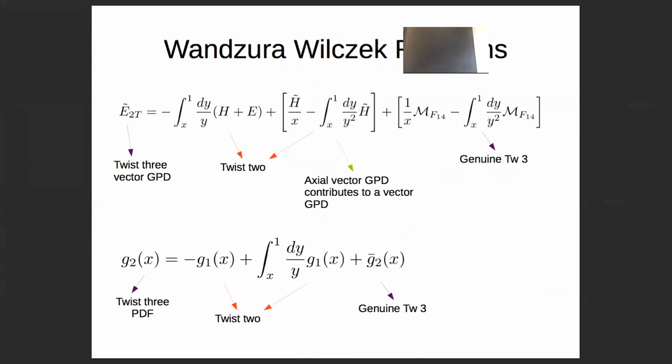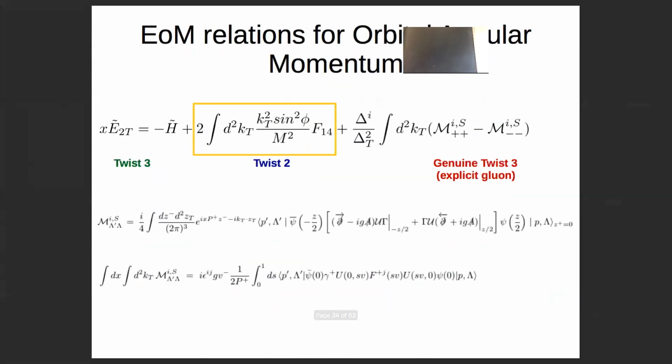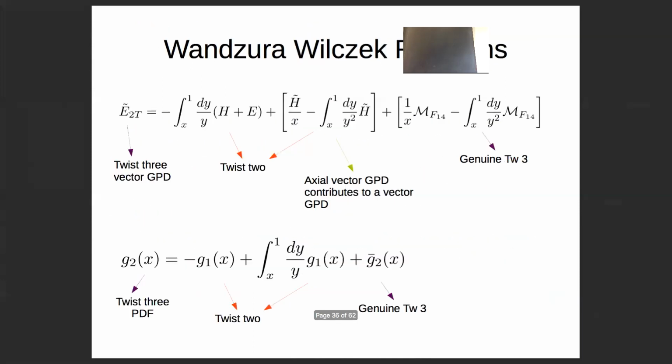We've gotten rid of F4, and what that's done is allowed us to write the twist-3 vector GPD in terms of twist-2 GPDs and a genuine twist-3 term. So the genuine twist-3 is something that contains the explicit gluon field. Any questions? Have I just lost my audience here? Can you go back a couple of slides?